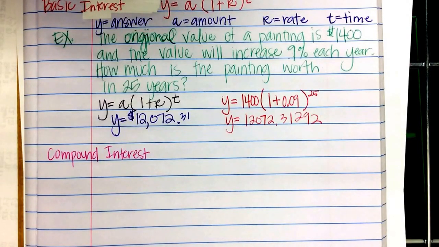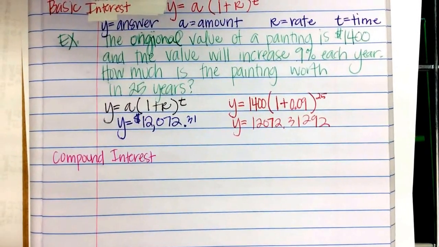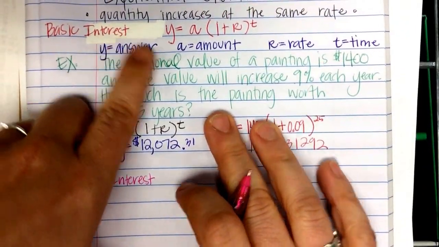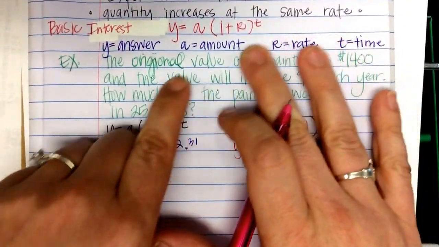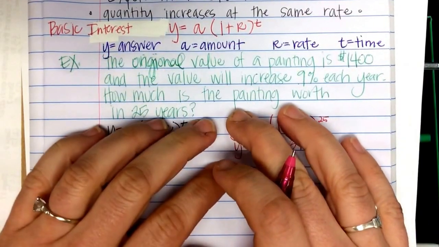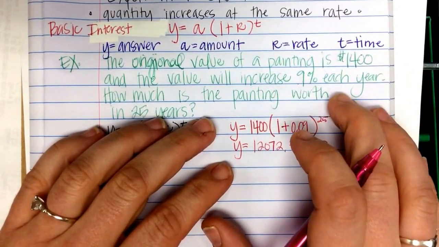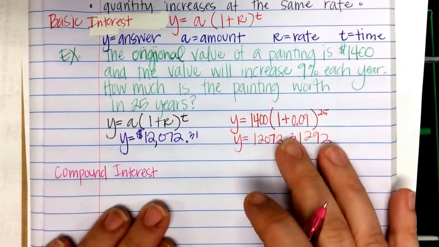Compound interest has a different formula. Basic interest is just calculated every year, right? Just at the end of the year, it goes up 9%. At the next year, it goes up 9%. And the next year, it goes up 9%.